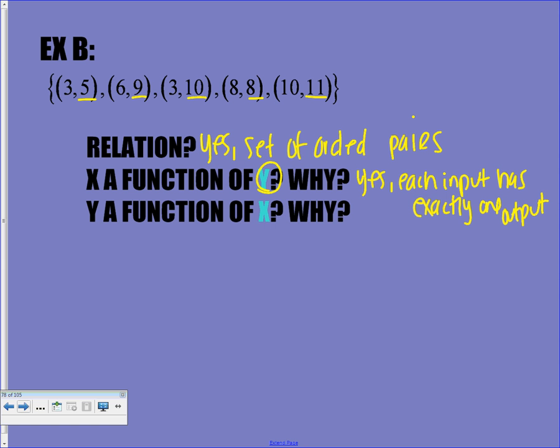Is y a function of x? So now we're going to look at our x's first. So 3, 6, 3, 8, 10. So I see that 3 is repeated, and then I notice that 3 went to 5 the first time and 10 the second time. Okay, so that's a no. That's not a function.